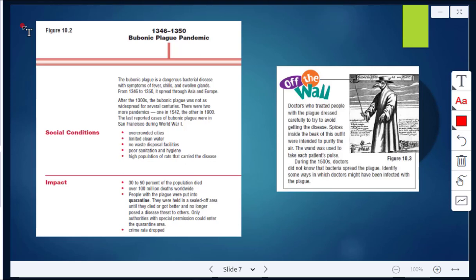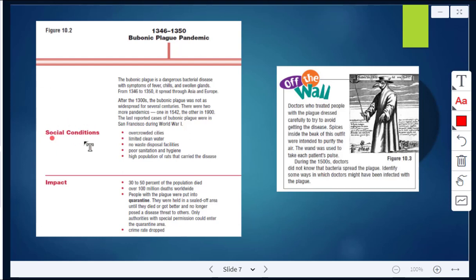So this is the first one, 1346 to 1350, the bubonic plague pandemic. This was a dangerous bacterial disease. Symptoms included fever, chills, and swollen glands. And from 1346 to 1350, it spread through Asia and Europe. After the 1300s, it wasn't as widespread for several centuries, but there were two more pandemics, one in 1542 and the other in 1900. And the last reported case was in San Francisco during World War I.